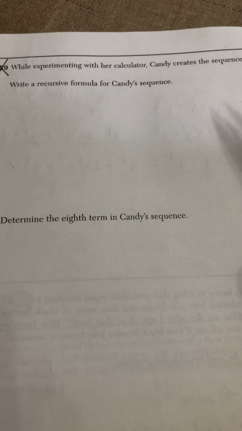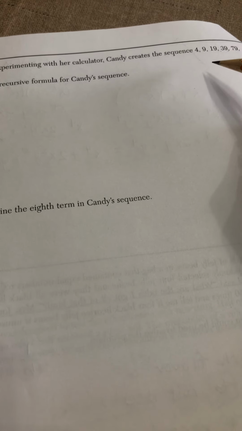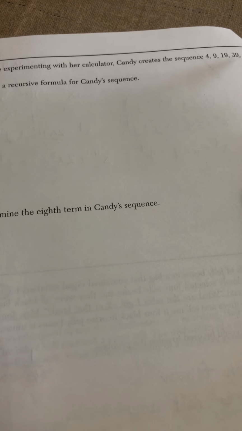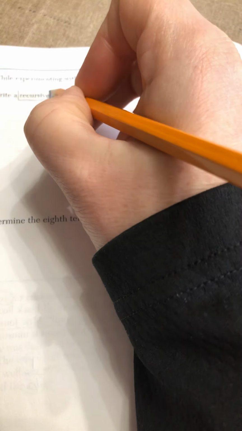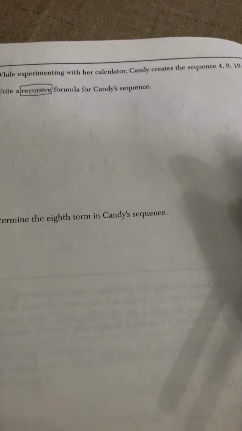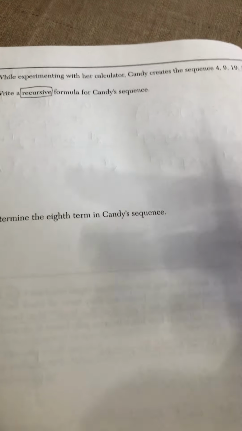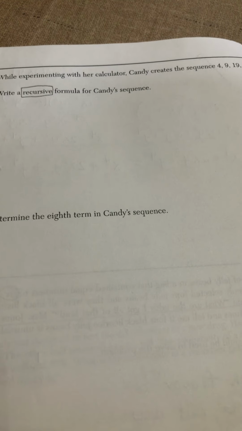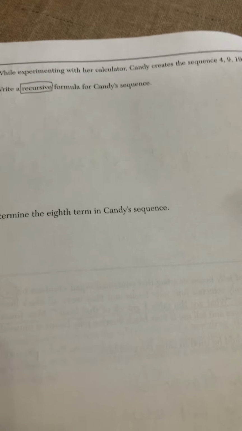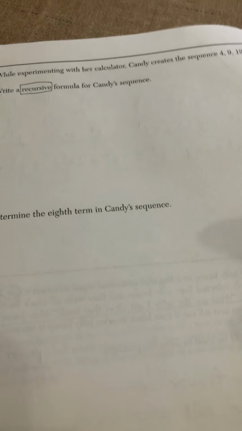While experimenting with her calculator, Candy created the sequence 4, 9, 19, 39, 79. Write a recursive formula. Now, this is a vocabulary word. Recursive means a formula that you have to use the number before it. So you take a number, you do some math with it, and you end up with the next number. And then you take that number, you do the same exact math you just did, and you end up with the next number.